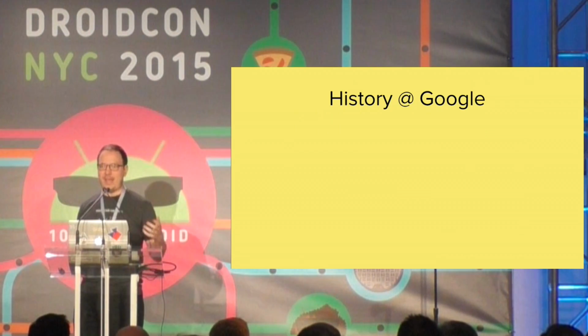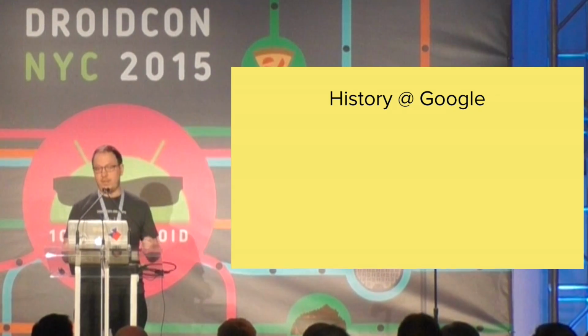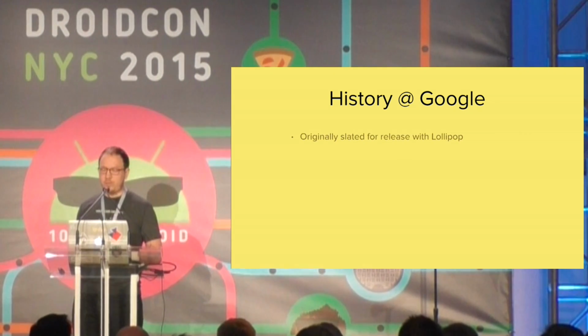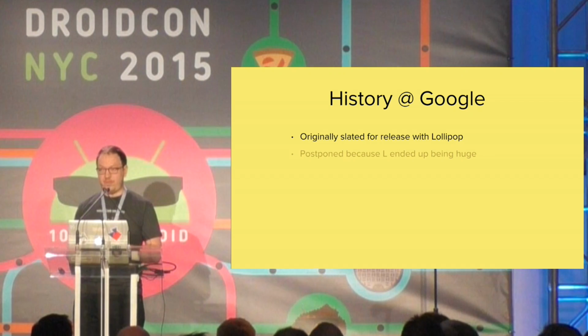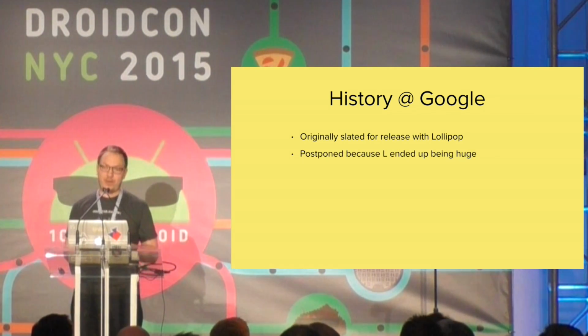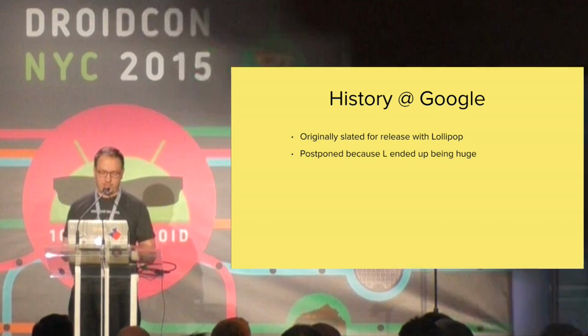And I want to segue that into how the initiative came about, like how did we get to the point where Google decided they're going to announce a data binding framework at I/O? Well, actually, it was originally slated for release with Lollipop, but that just didn't work out because Lollipop grew much larger than anyone at Google had ever expected, and the devs that were assigned to the data binding project got thrown into other projects.